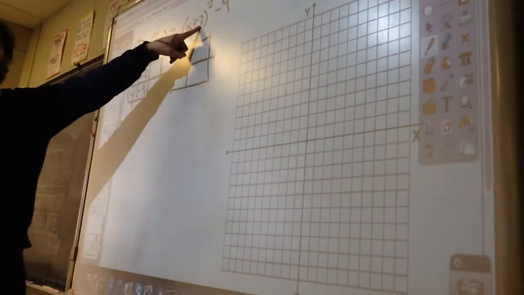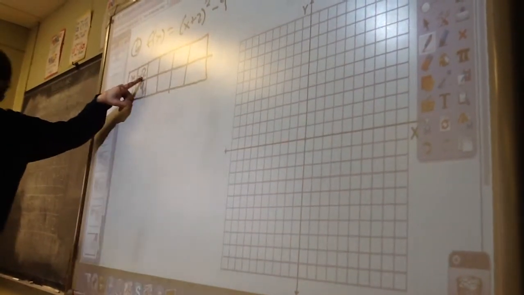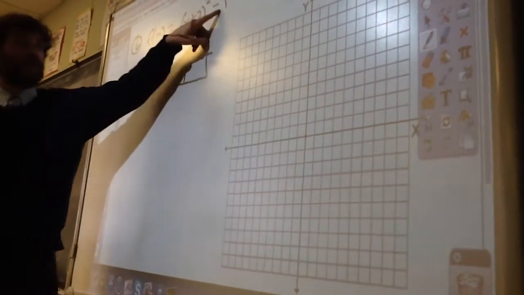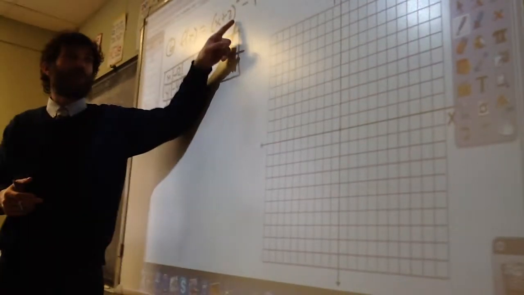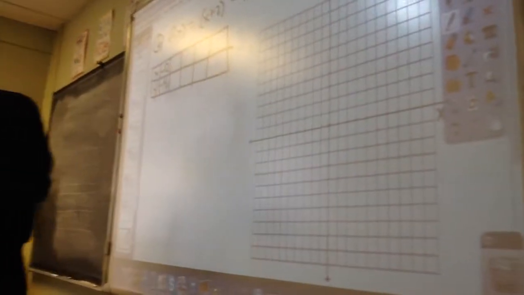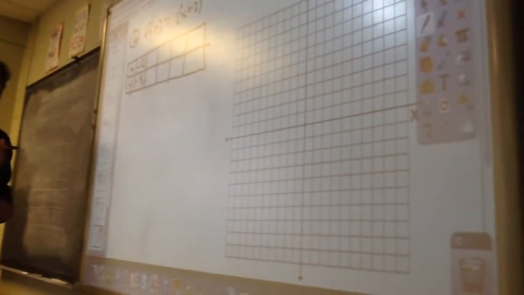So this one looks like positive 2, so I'm writing the opposite. This one looks like negative 4, I'm writing exactly what it looks like, right? If it's in a parentheses, it's opposite. If it's out, it's exact. Okay? You just got to remember, there's no other secret to it than that.